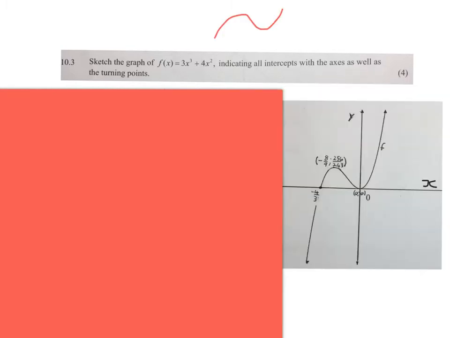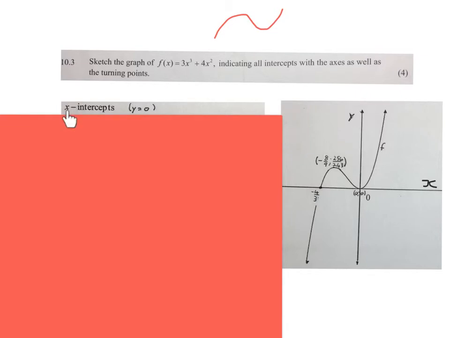Thirdly, they asked, sketch this graph, indicating all the intercepts with the axis as well as the turning points. I immediately opened up the sketch for you. Then we just see how we sketch a cubic graph. Firstly, we got a plus in front of that 3 there. That means the shape should look like this. Then we can work out the x-intercept by making y equal to 0.